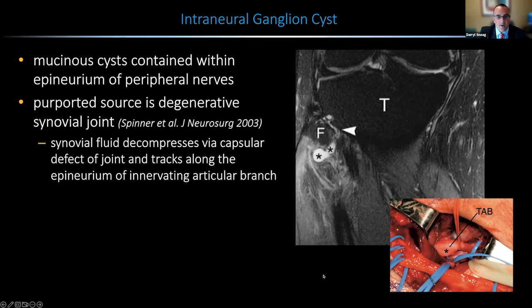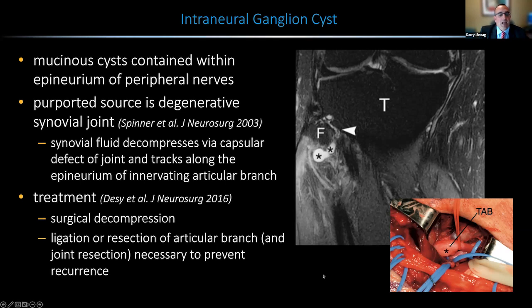And the treatment is really surgical decompression, which involves ligation or resection of the articular branch. So if the articular branch is not resected, it's thought to predispose to recurrence. In addition to resection of the articular branch, many advocate that you also should resect that proximal tib-fib joint, at least partially, to prevent recurrence.